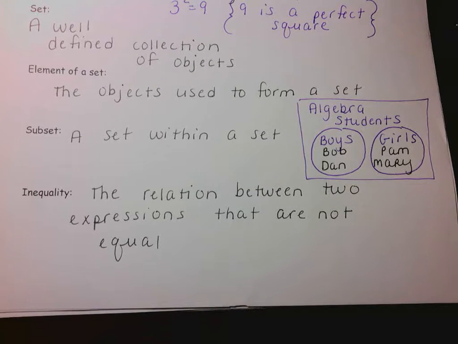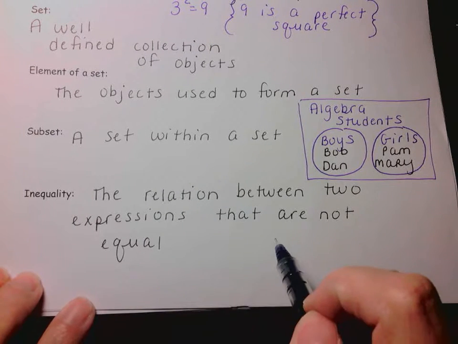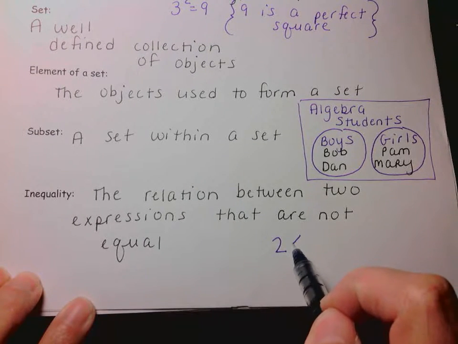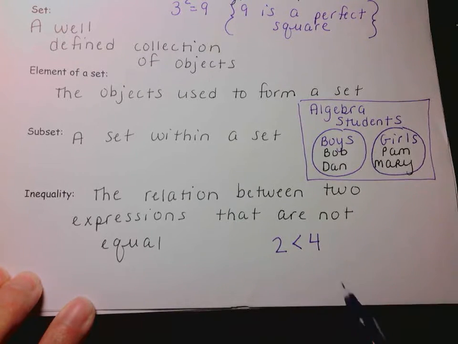And finally, an inequality is the relation between two expressions that are not equal. So for example, if I said 2 is less than 4, that would be an inequality.